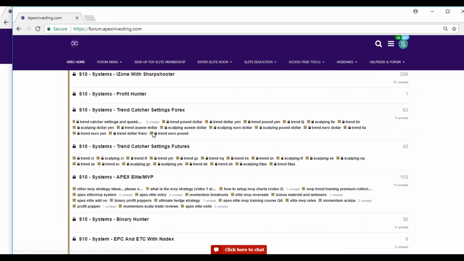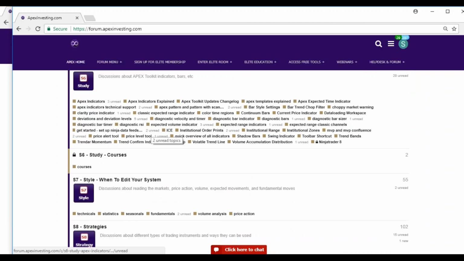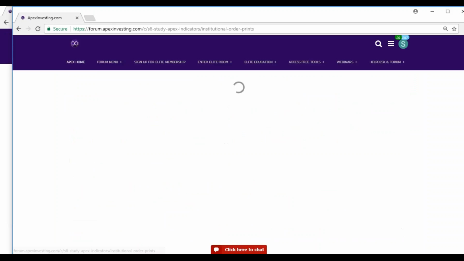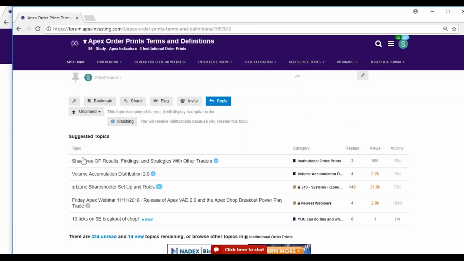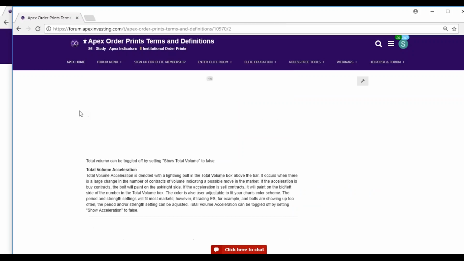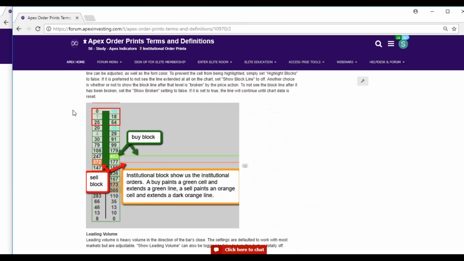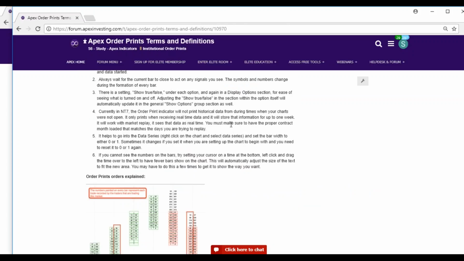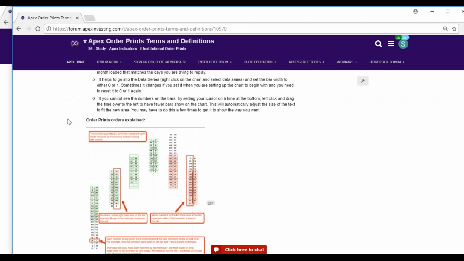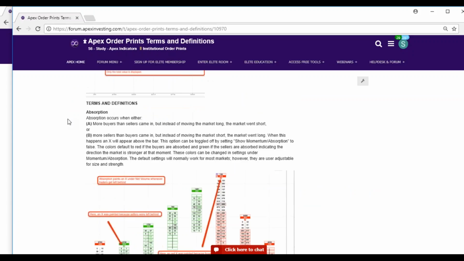So let's pull up institutional order prints, terms and definitions. One of the very first things in here is called what? Alphabetical order. A, absorption.